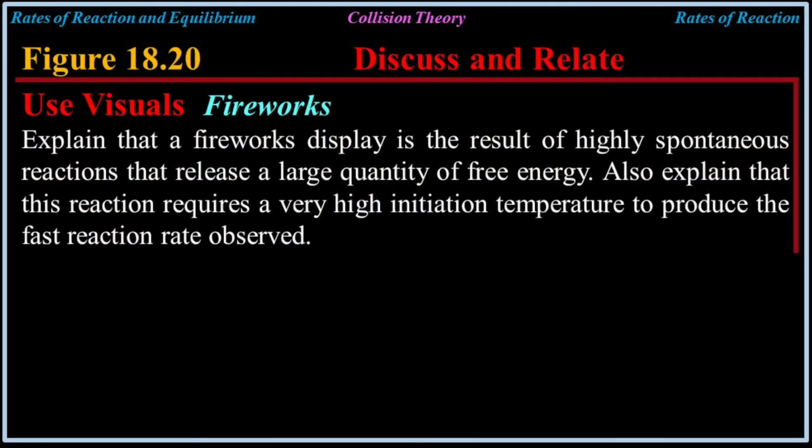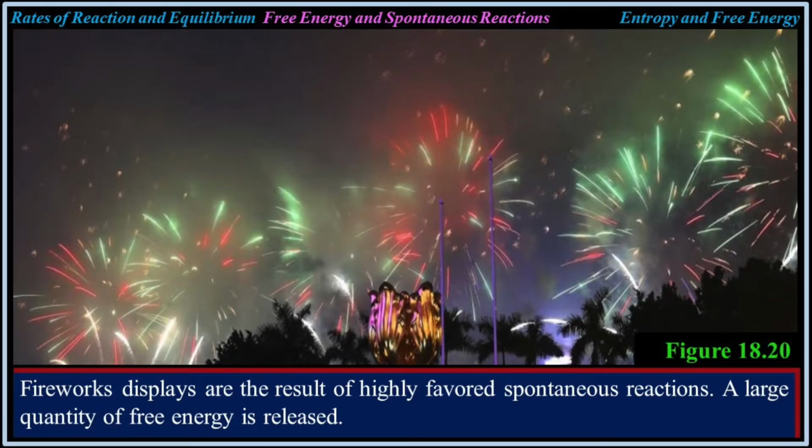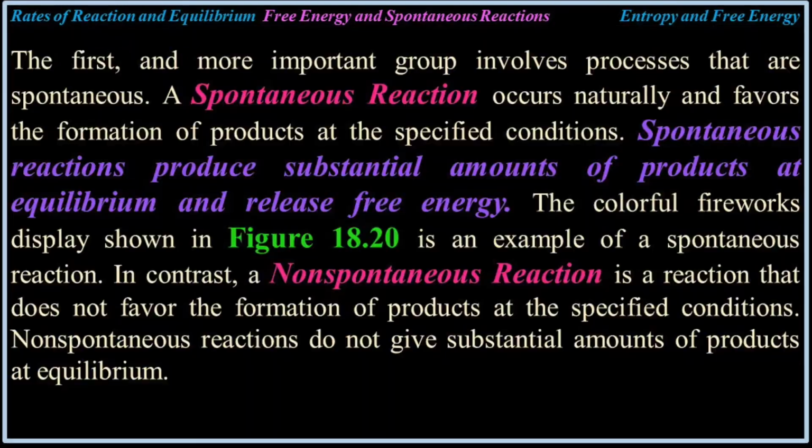Explain that a fireworks display is a result of highly spontaneous reactions that release a large quantity of free energy. Also explain that this reaction requires a very high initiation temperature to produce the fast reaction rate observed. Fireworks displays are the result of highly favored spontaneous reactions. A large quantity of free energy is released.